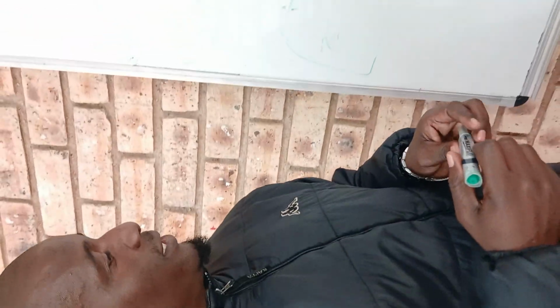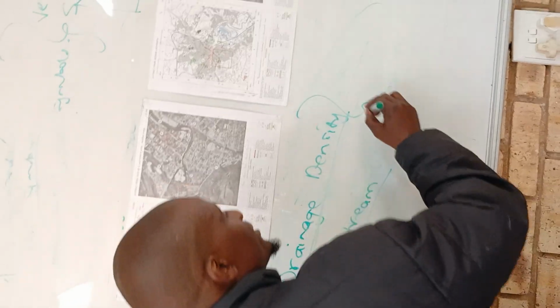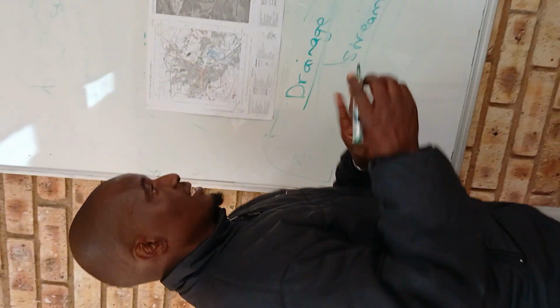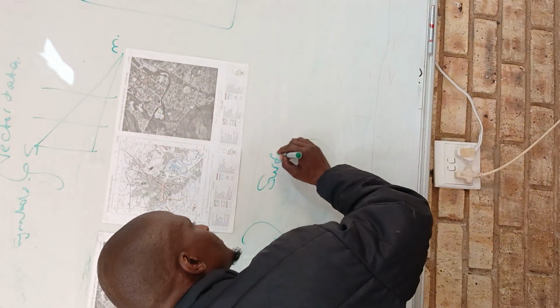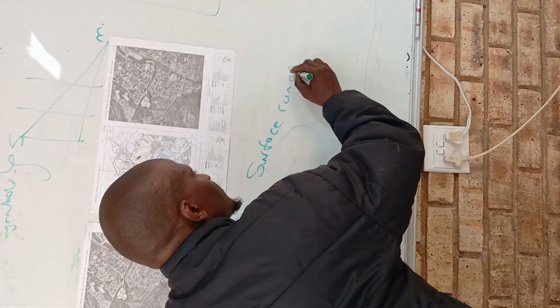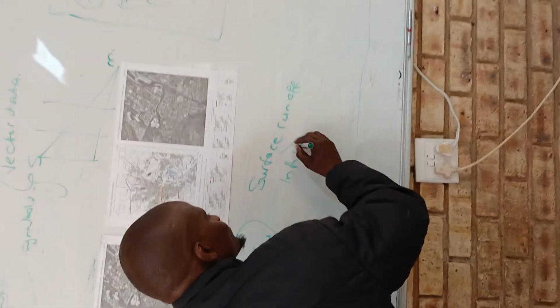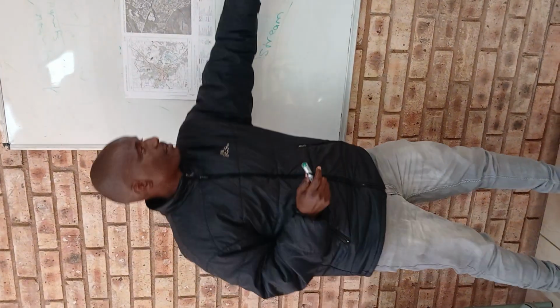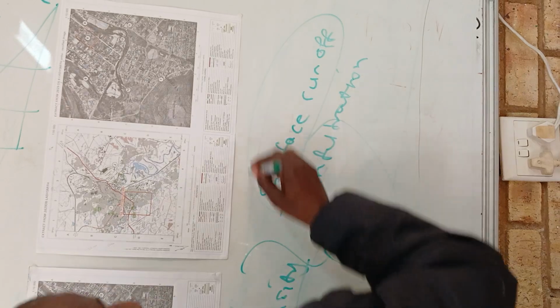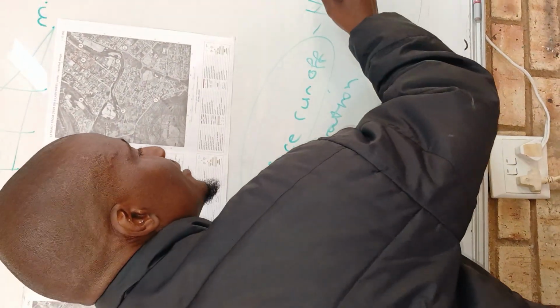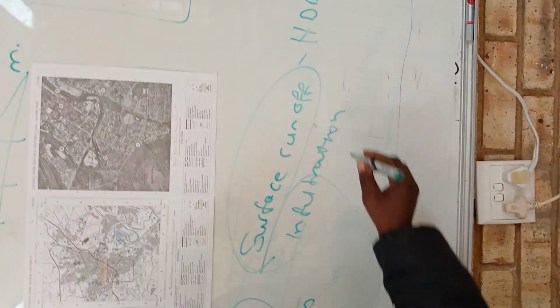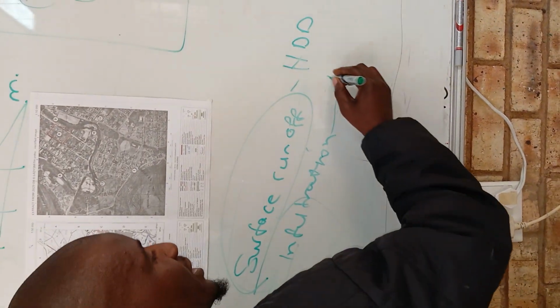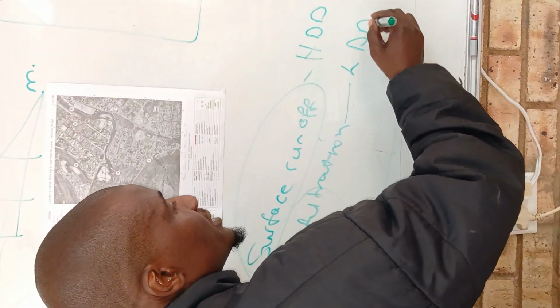So what we are supposed to do is look at it this way. You are looking at two concepts, your surface runoff and your infiltration. You compare the two concepts. Where we have more surface runoff, we are likely to have higher drainage density. Where we have more infiltration taking place, we are likely to have low drainage density.